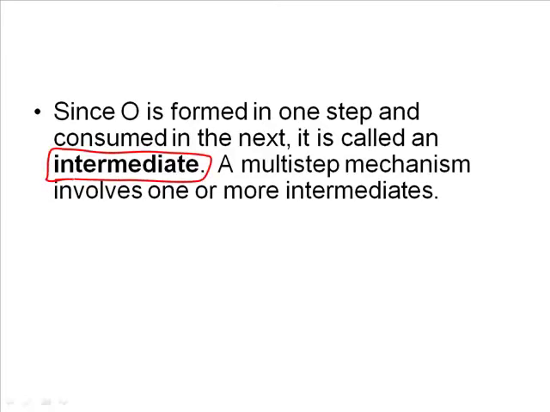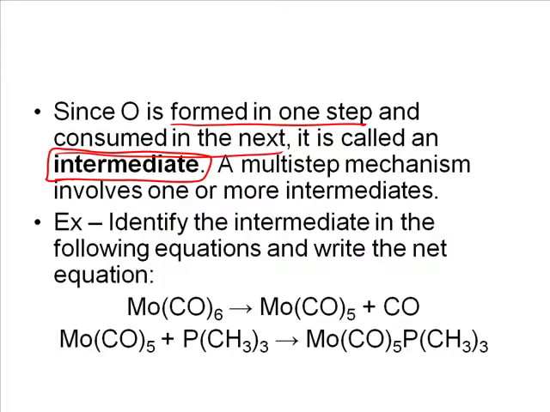So an intermediate is something that is formed in one step, and then it's used in one of the following steps. Usually it's the first one. So here we've got a reaction. MoCO6 breaks a carbon dioxide off, and you get MoCO5. So notice that we're making MoCO5, and then we're using it again.